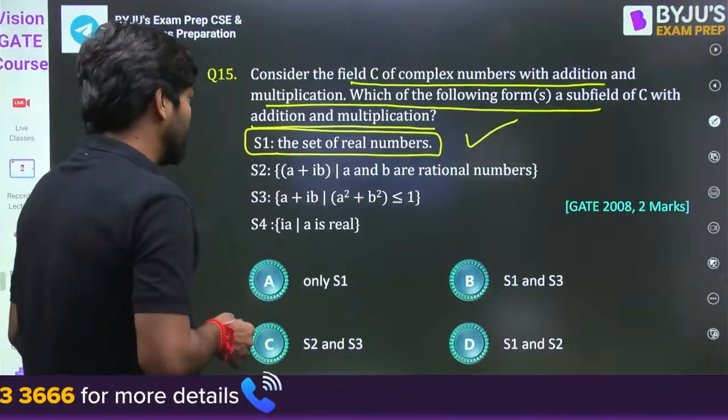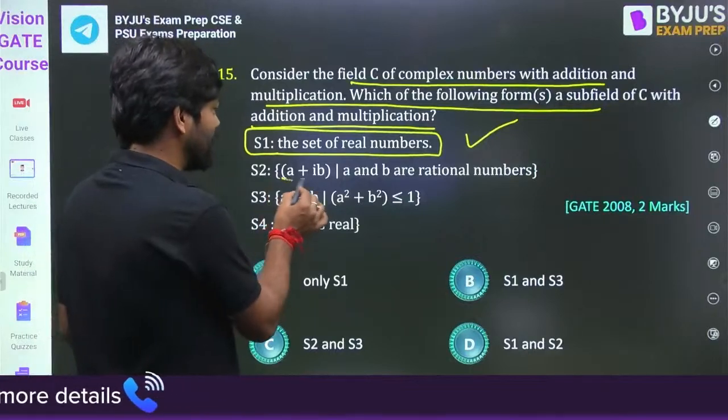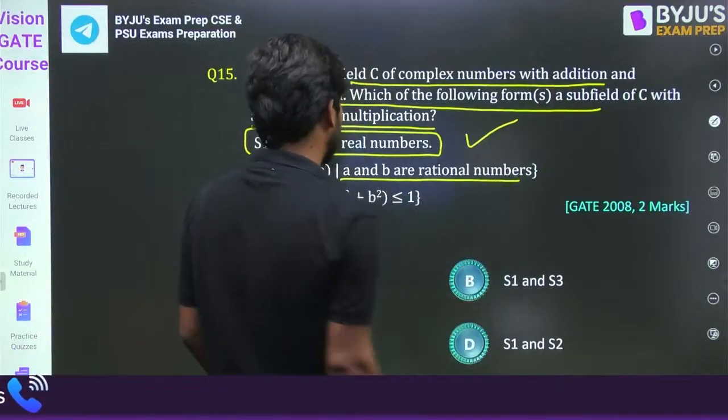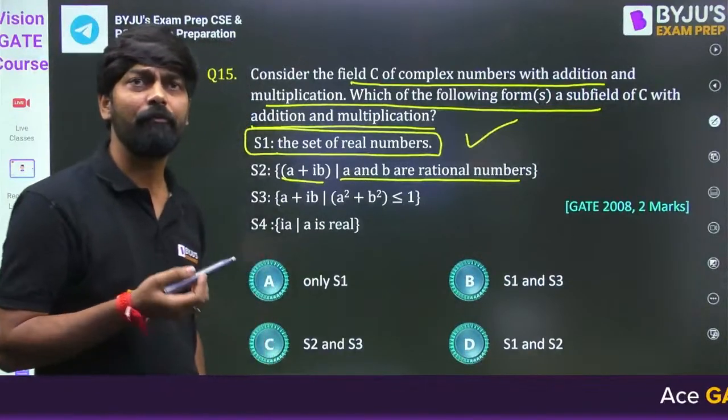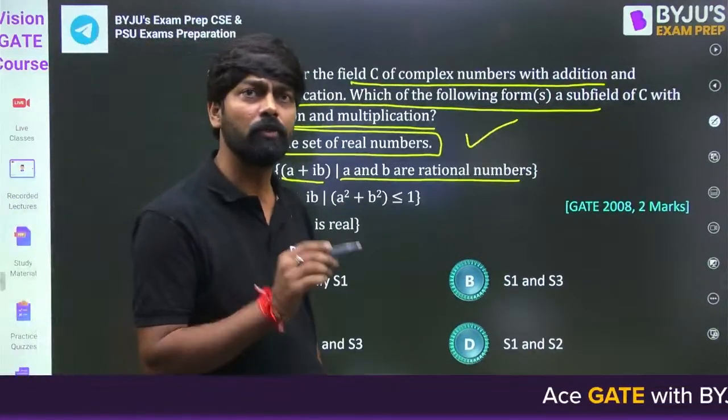Now if you see this one, A plus iB, where A and B are rational numbers. If you add two rational numbers, it will be a rational number. If you multiply two rational numbers, it will be a rational number. So it is also closed.